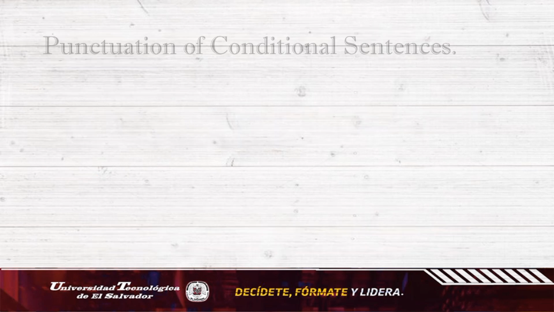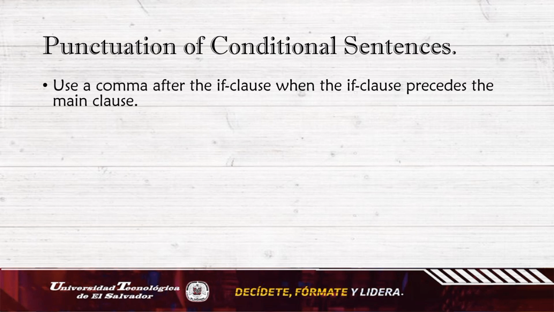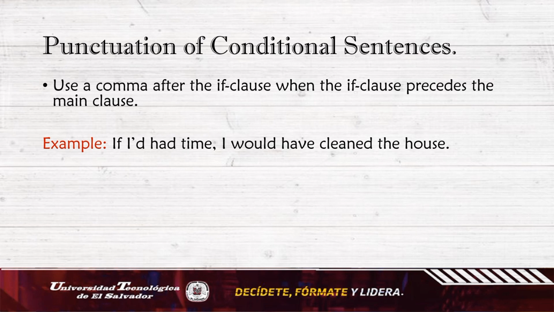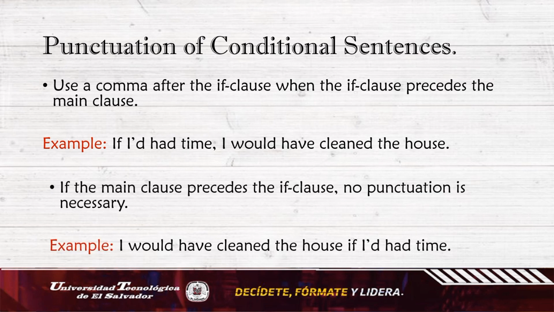Well, to finish the topic, we will talk about the punctuation of conditional sentences. Despite the complex nature of conditional sentences, punctuating them properly is really simple. Here's how it works. Use a comma after the if clause when the if clause precedes the main clause. For example, if I'd had time, I would have cleaned the house. And, if the main clause precedes the if clause, no punctuation is necessary. For example, I would have cleaned the house if I'd had time.